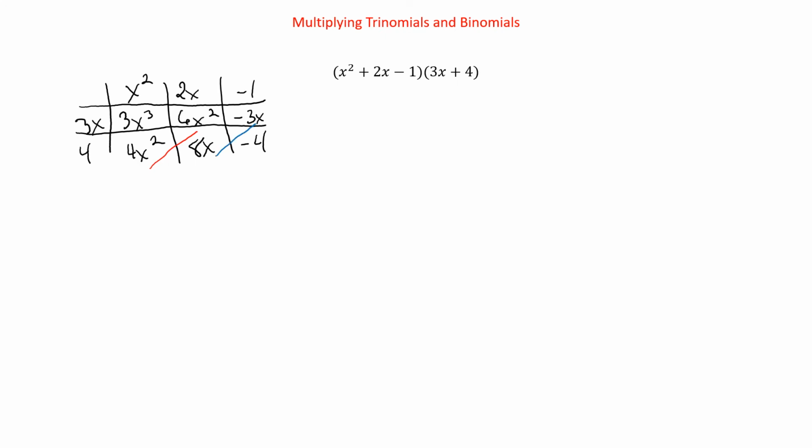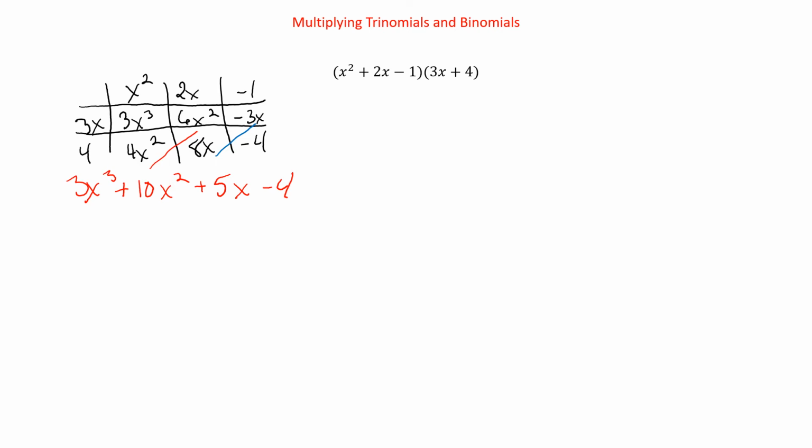diagonal from each other. So when we're writing out our answer, 3x cubed, those are all of our x cubed. X squared, we have 4x squared and 6x squared. That's 10x squared. The x's, we have 8x and minus 3x is a plus 5x. And then we have minus 4. So that's one way of doing that.